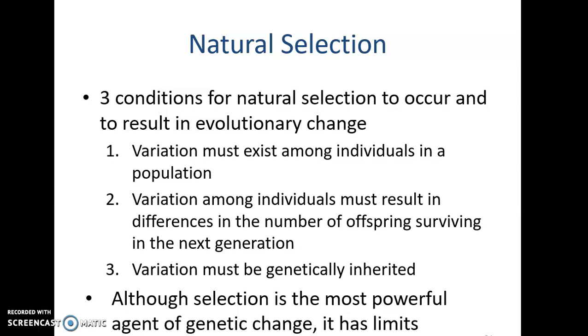Number 2, variation has to exist among individuals that results in differences in the number of offspring that survive to the next generation. Something in the phenotype and behavior of these offspring makes them more successful. Finally, that variation must be genetically inherited so the offspring can carry these traits to the next generation. Selection is the most powerful agent of genetic change, but it is limited to the traits that are present.